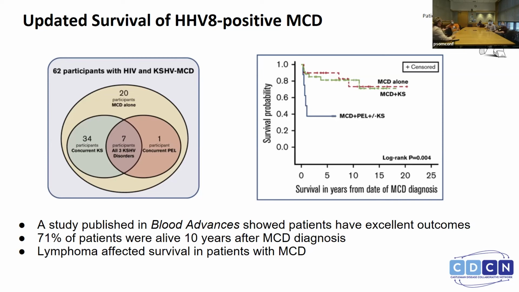Because Castleman disease is pretty easy to treat. These lymphomas are not easy to treat. Which is why when you have a patient with Castleman disease who's not doing well, something else is going on, and you have to look for that.